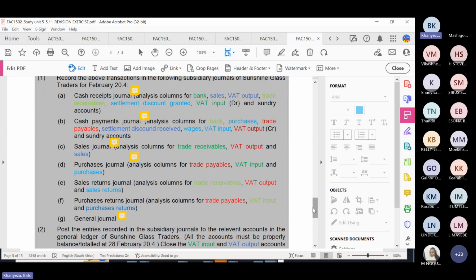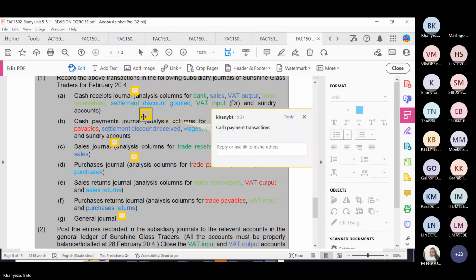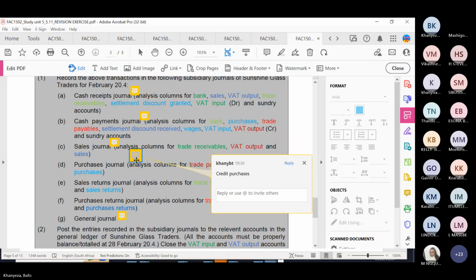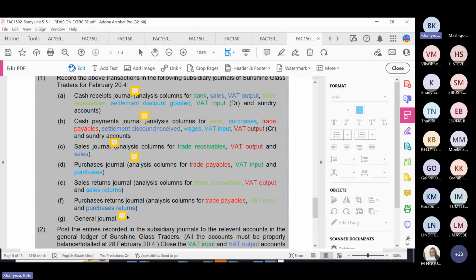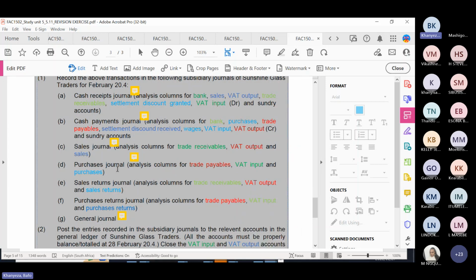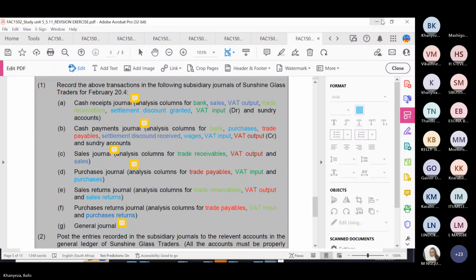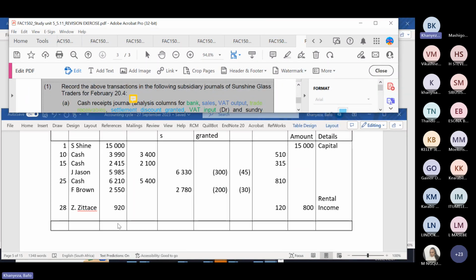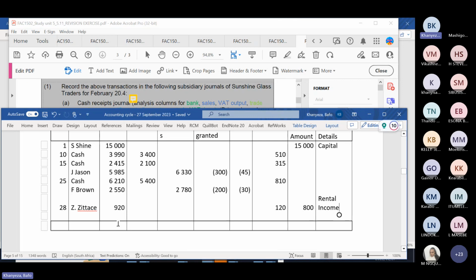So what we've done here, remember I said these are cash receipts, cash payments, credit sales, credit purchases, and all other credit purchases. These credit purchases are for inventory. Now we've done number one. So now it's a matter of just adding, which I will do. You can add at home, but this is already added because this is an existing exercise.